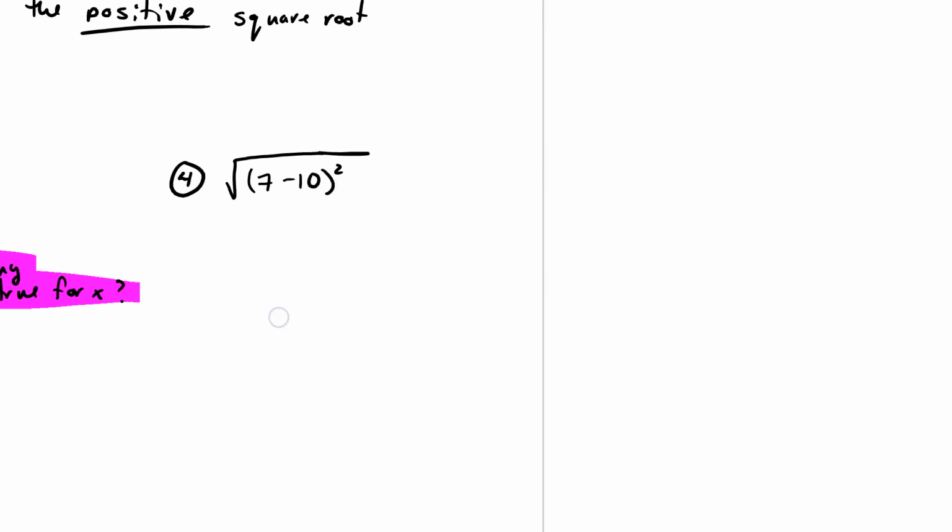So if I were to use that definition, I would simply say the square root of 7 minus 10 squared is simply the absolute value of 7 minus 10, which is the absolute value of negative 3, which is 3.